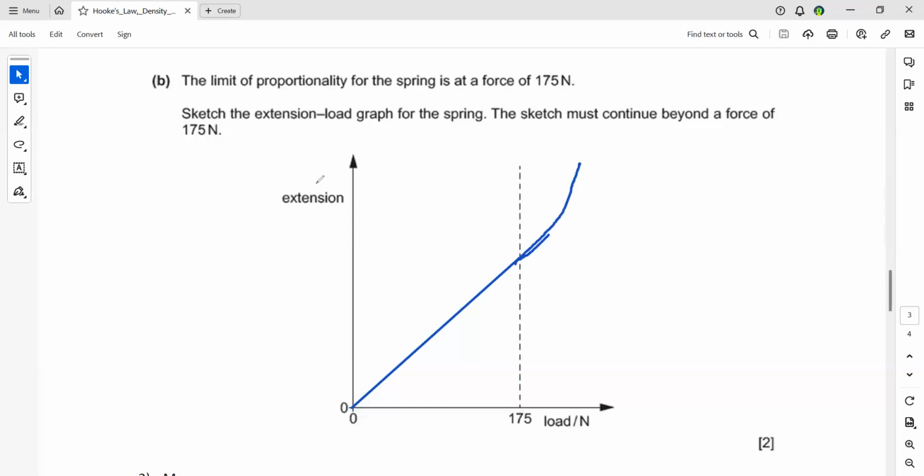The slope starts to increase. If extension was on the x-axis, then what will be the shape of the graph? Because they can give this question both ways. If you have extension on the x-axis, it will be a straight line, and then the slope will decrease, with force on the y-axis and extension on the x-axis. So the idea is that it will bend towards the extension axis. If extension is on the x-axis, bend towards the x-axis. If extension is on the y-axis, bend towards the y-axis.